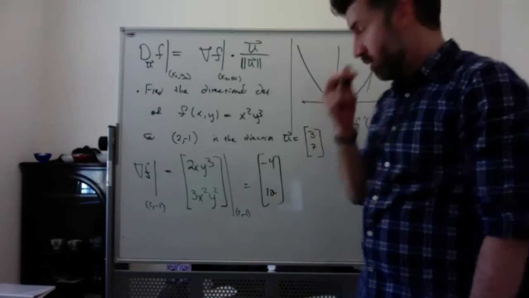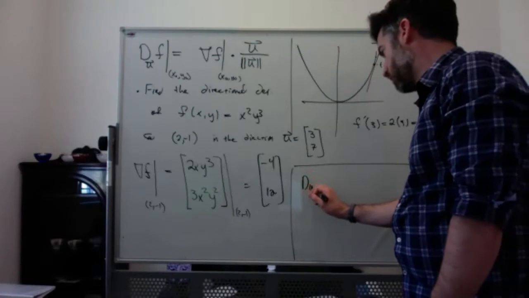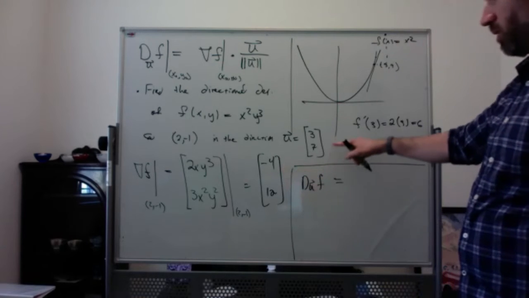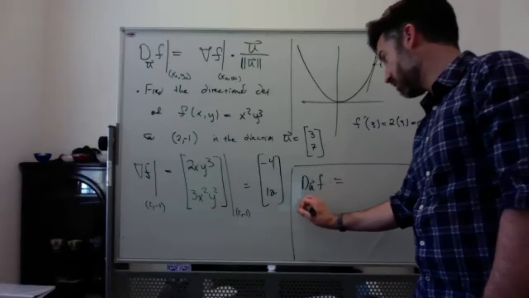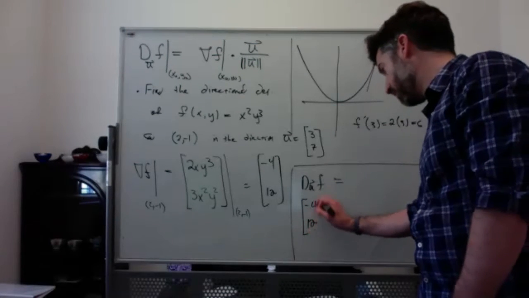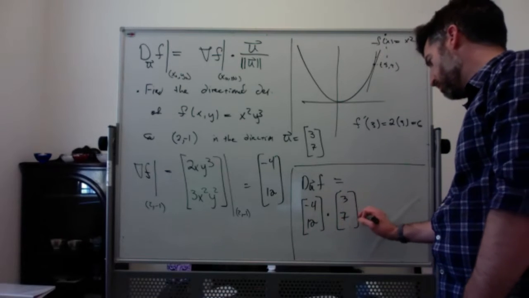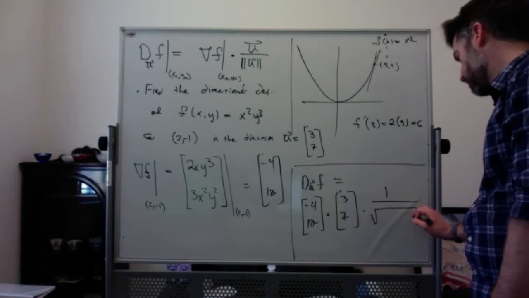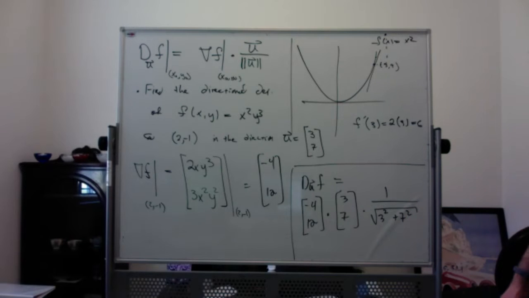Okay. So then, to answer the question, the directional derivative is going to be this gradient dotted with this vector normalized, or divided by its own magnitude. So it's going to be -4, 12 dotted with the vector 3, 7, but divided by the magnitude of this vector, which is just, right, we usually write the division as just multiplying by 1 over the square root of whatever.